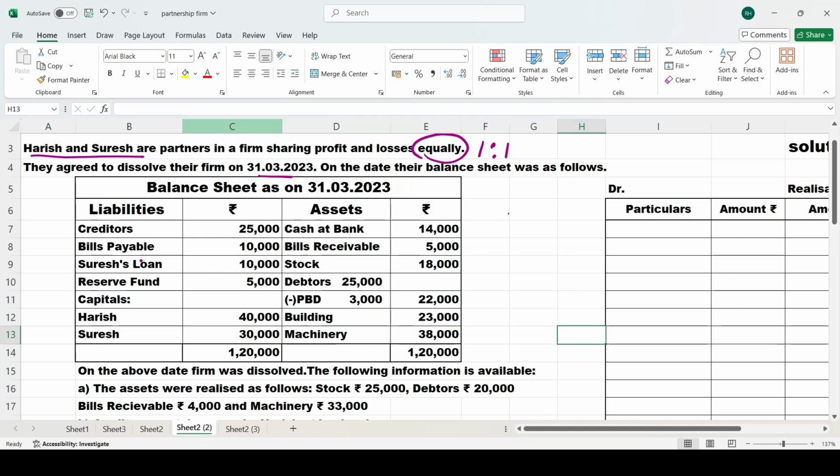We have creditors, bills payable, Suresh's loan, reserve fund, and so on. And we have assets also. But very importantly, we have PBD also here. Yes, that is important, because PBD is the only item which will come to the credit side of your realization account, though it is on the asset side. Okay, coming to the next one.